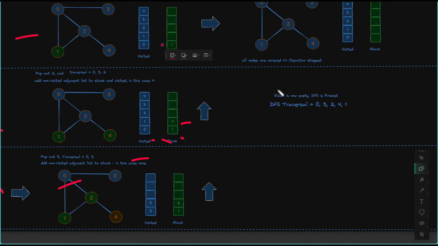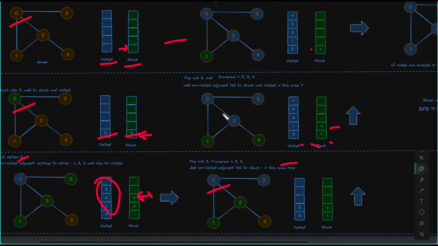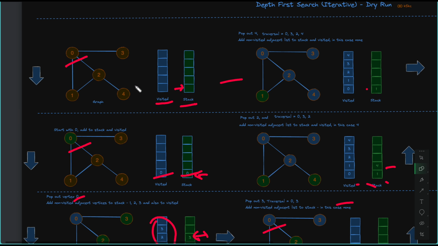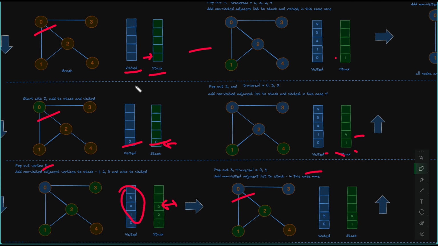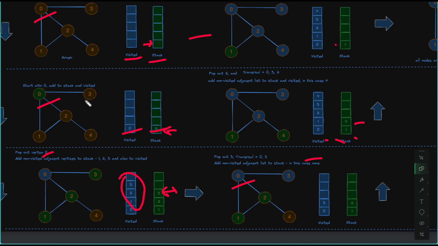So our traversal has been: we first process 0, then 3, then 2, then 4, and finally 1. So our DFS traversal is 0, 3, 2, 4, 1. Of course, it does not have to be the same. It could have been the case that when we were inserting into the stack after 0, instead of inserting 3 at the end, we could have inserted 1 at the end.